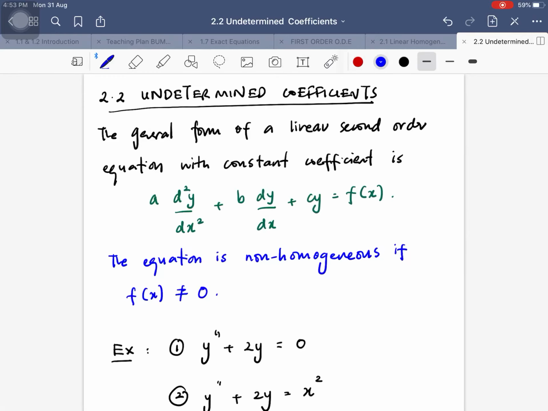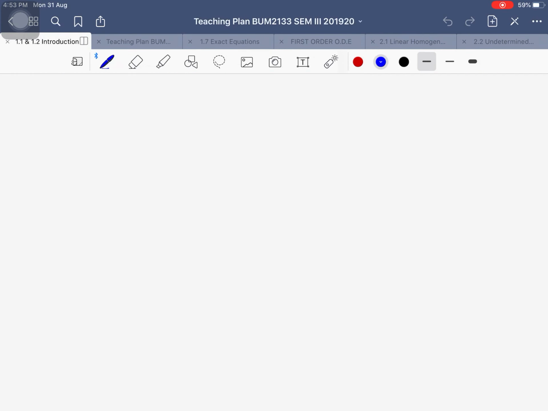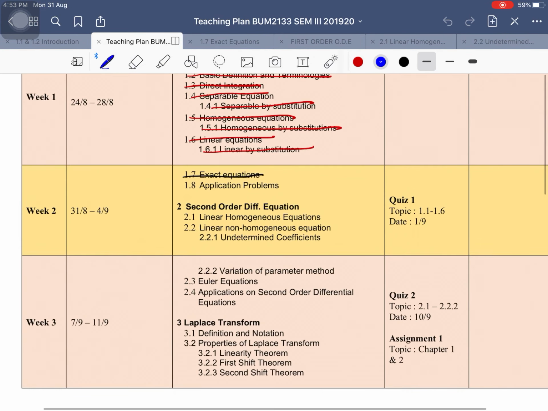Okay, so previously we talked about a homogeneous equation. So now we're going to talk about non-homogeneous equation. Okay, for the case of, so where is our teaching plan? So there is our teaching plan. Okay, so we're going to discuss a linear non-homogeneous equation.